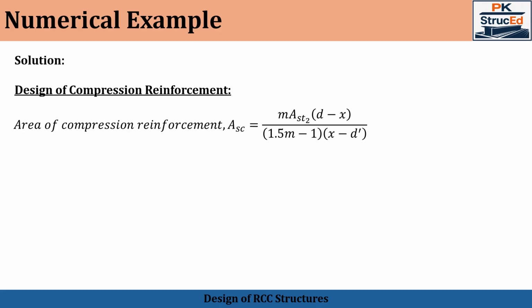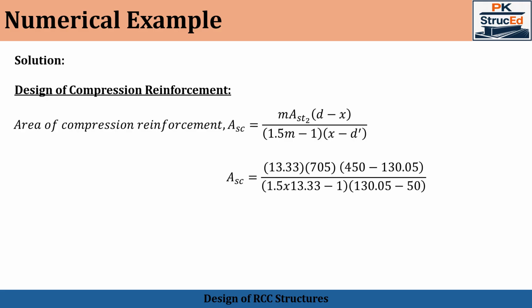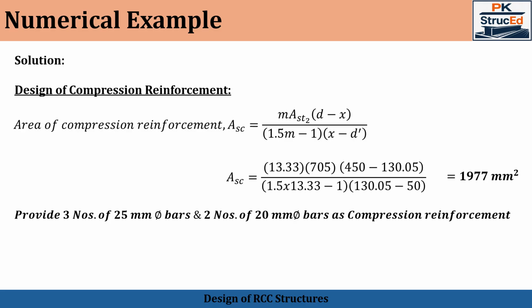d is the effective depth, x is the neutral axis depth factor, and d dash is the cover required for the compression reinforcement. Substituting the values, the area of steel required for the compression zone is calculated as 1977 mm square. Again, assuming the diameter of the bar, we can calculate the number of bars required to satisfy this 1977 mm square. Assuming 25 mm bars and 20 mm bars, a combination will provide 3 numbers of 25 mm bars and 2 numbers of 20 mm bars as compression reinforcement, with the ASC provided as 2101 mm square.